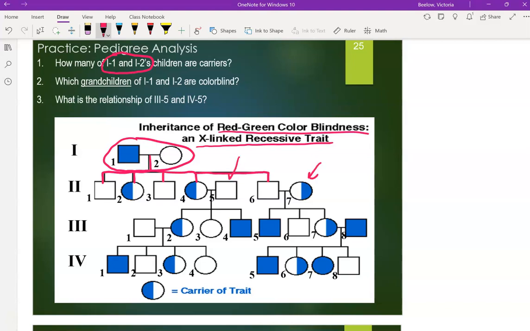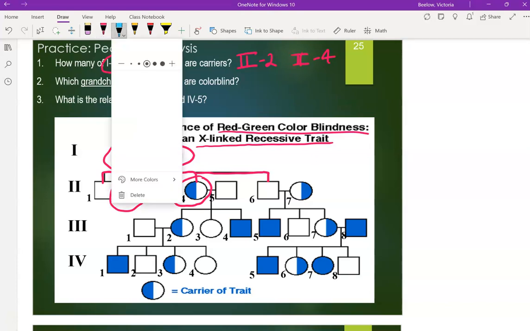Because these guys right here, that means that they just either married or had children with their children, okay? So they're not part of the family in terms of blood. So out of the children that I'm connected to, it looks like only 2 of them are carriers. To identify them, we would say 2-2 and 2-4. Both of them would be carriers. So 2 of them, and that's how I would identify them.